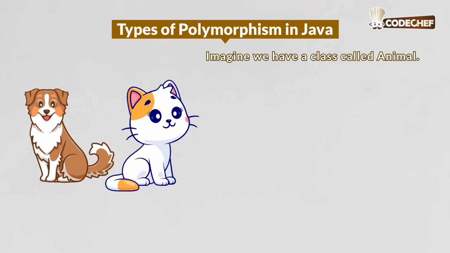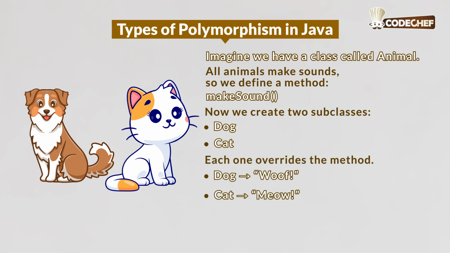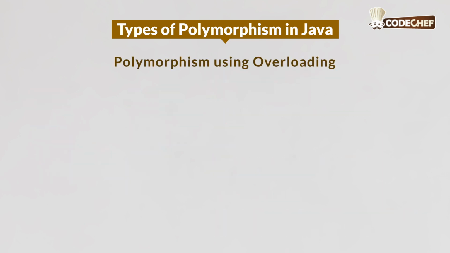Imagine we have a class called Animal. All animals make sound, so we define a method makeSound. Now we create two subclasses, Dog and Cat. Each one overrides the method. The dog makes woof while the cat makes meow. Same method name, different behavior. This is runtime polymorphism.